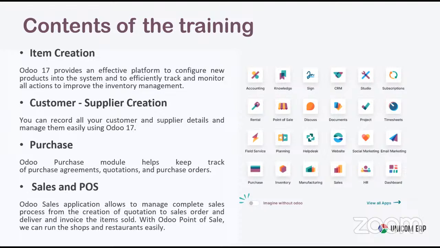The next topic will be purchase. The Odoo purchase module helps keep track of purchase agreements, quotations, and purchase orders. Next topic is sales and point of sale. The Odoo sales application allows you to manage the complete sales process from the creation of quotation to sales order and deliver, invoice the item sold. With Odoo point of sale, we can run shops and restaurants very easily.